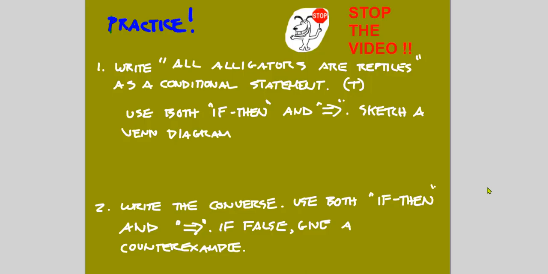Okay, here's a practice problem. We'll do these one at a time. So after I introduce it, stop the video, work the problem, and then turn the video back on, see if you agree with what I got. So write the statement, all alligators are reptiles, as a conditional statement. We'll assume this is true. So use both the if-then and the implies symbol here, sketch a Venn diagram. Okay, stop the video, work the problem.